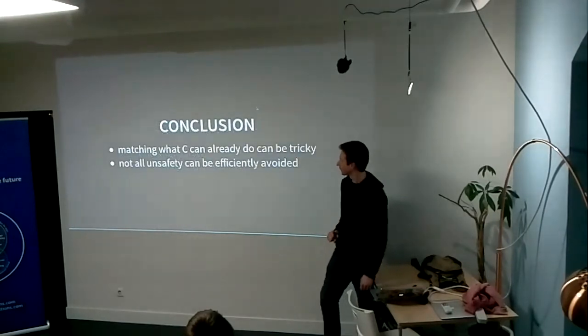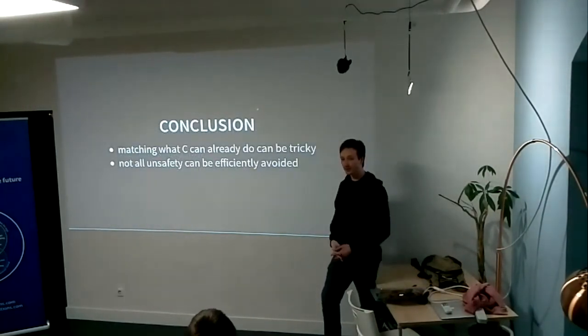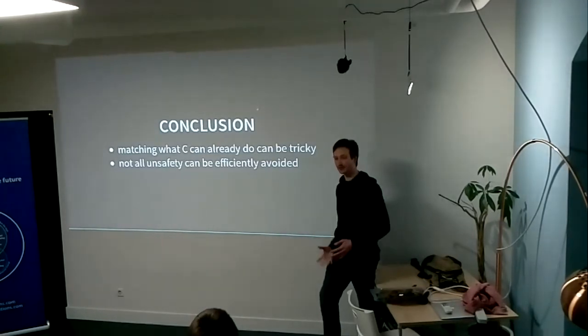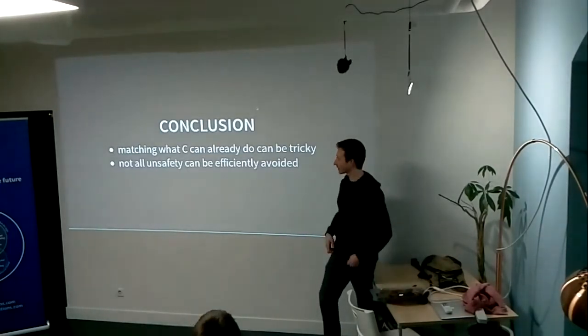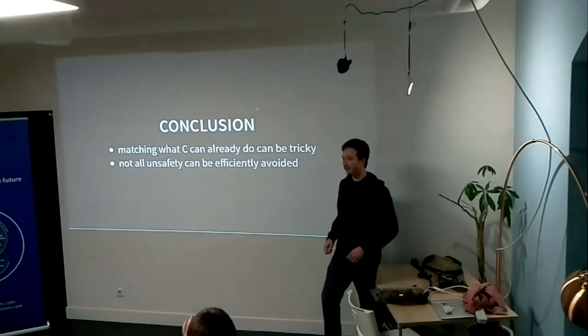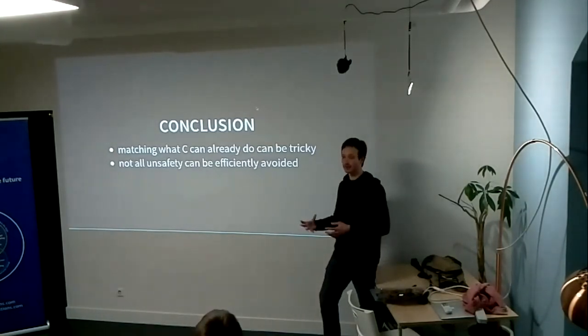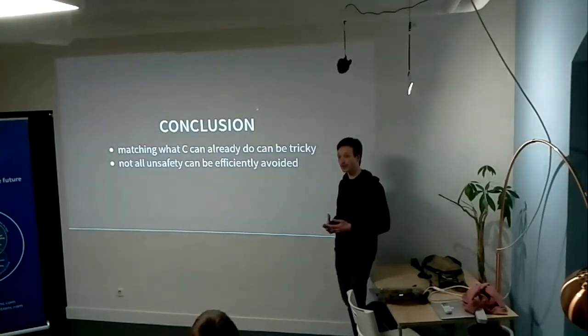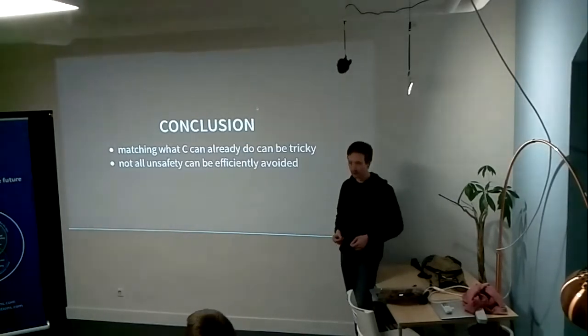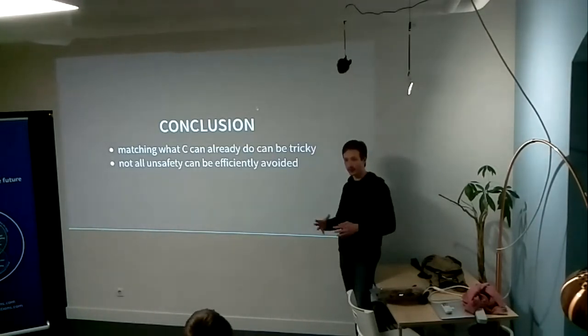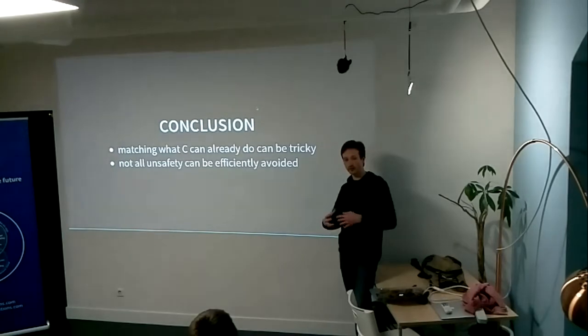Yeah, so to conclude, it takes a lot of work to get to where C started, basically. It's long preparation. It's not really trivial to do the same thing that C does, even though Rust supposedly can do these things. Well, it can, but it's not trivial. And not all unsafety can be efficiently avoided. So you cannot really encapsulate around certain aspects of unsafe code without making it much slower.